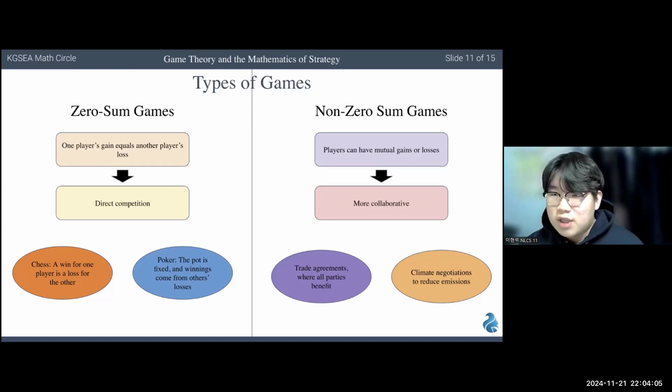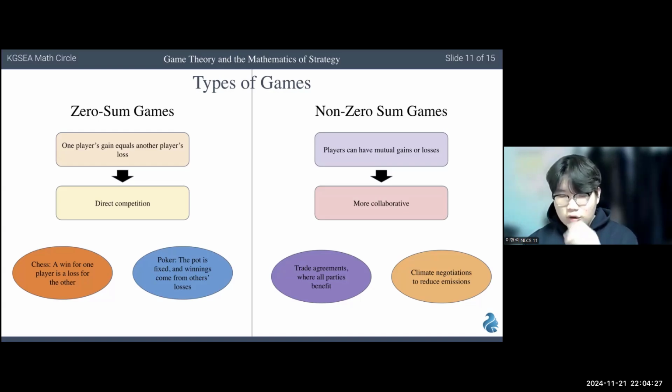And for non-zero-sum games, this is where players can have mutual gains or losses, and the games become more collaborative. This is parallel to the cooperative games that we talked about earlier. For example, there are trade agreements where all parties benefit and there's not one party at a loss from another party's gain. Also climate negotiations to reduce emissions, because in climate negotiation, we're all rooting for everybody's gain without another's loss.